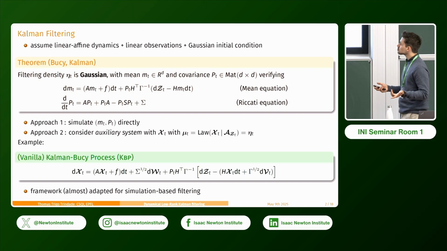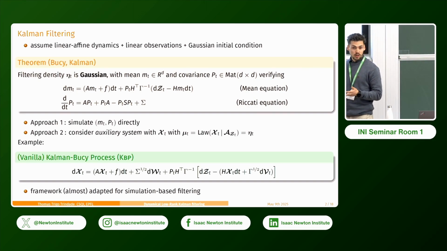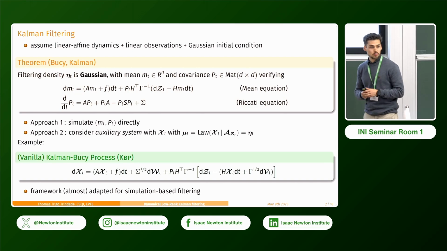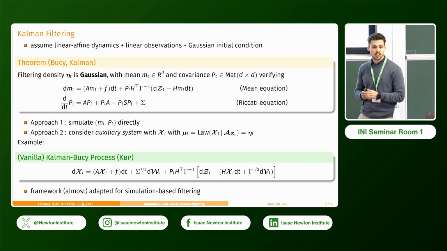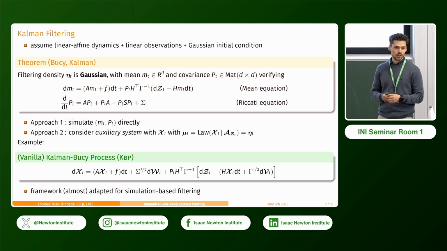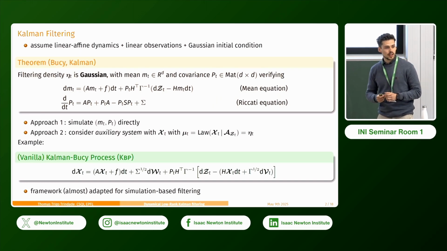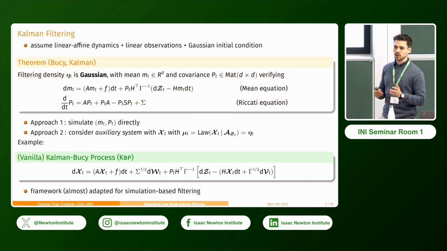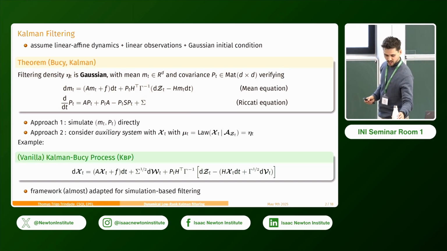This works. Doesn't work so well if you have a system where D is extremely large. Again, think of weather applications where you have millions of degrees of freedom, because then the covariance is going to be D squared, and that typically becomes intractable very quickly. You cannot even store this object, let alone evolve it over several time steps. It becomes a mess, and you need to find other ways to essentially track your filtering density. This is going to be the second approach.